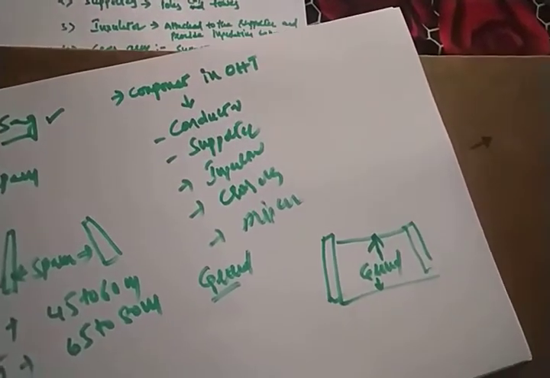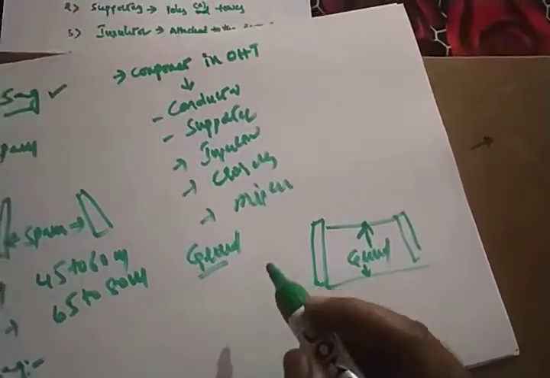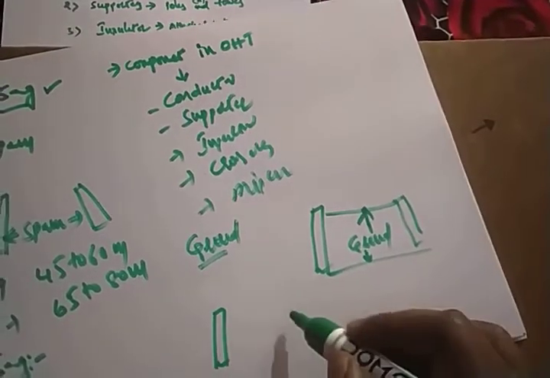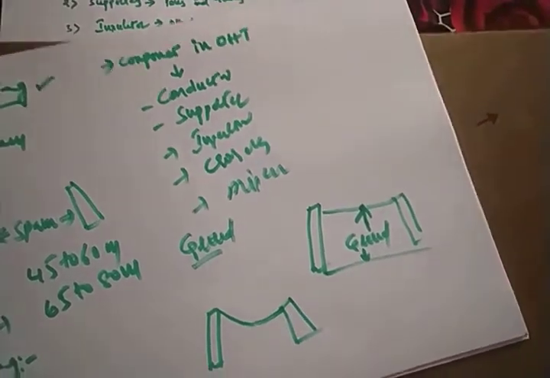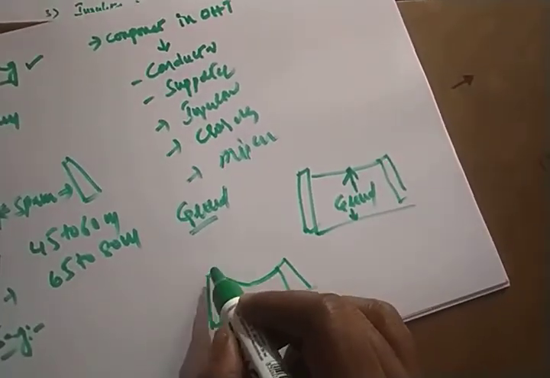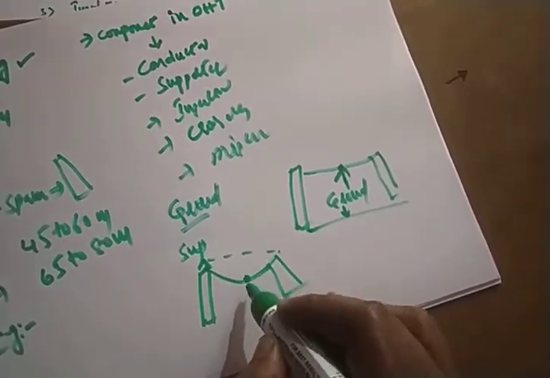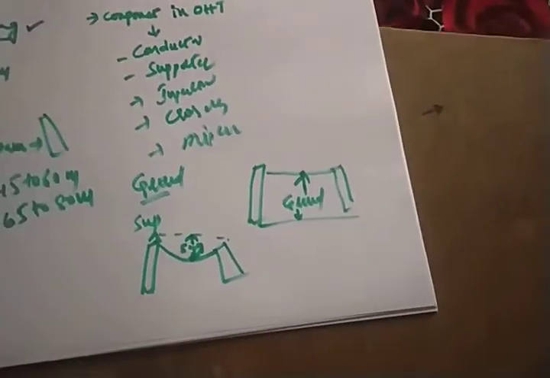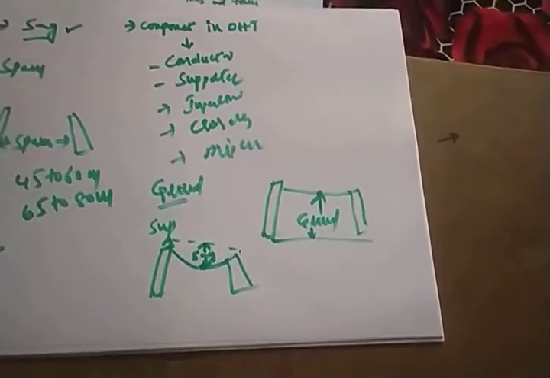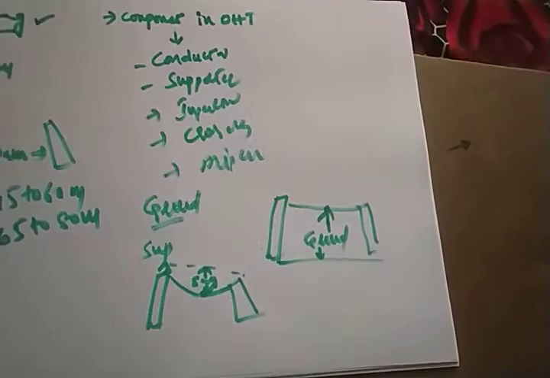And after that we discussed sag. So what is the definition of a sag? These are two transmission line supports, and you place the conductor like this. The distance between the height of the supporters and the lowest point of the conductor is called sag. We can call it a sag.